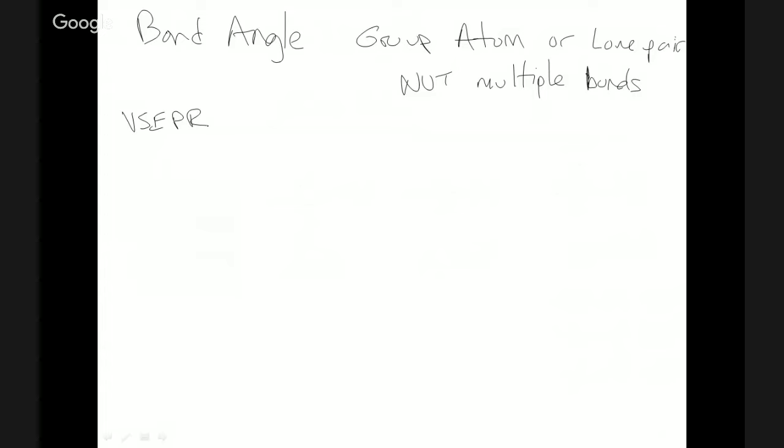VSEPR, valence shell electron pair repulsion. Okay, so we're going to use this as our guiding principle that electron pairs are going to repulse. So valence shell electron pair repulsion. You're not going to be asked to memorize that. It's just a principle that's going to guide us. So more stable is the farther groups are apart, the more stable something is going to be. I think this is pretty intuitive. Electrons have negative charge; they're going to repel. So let's look at a list.